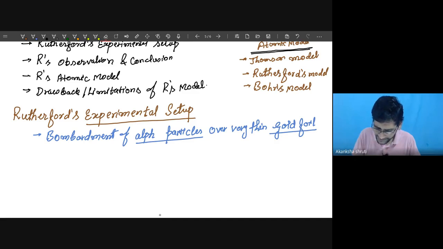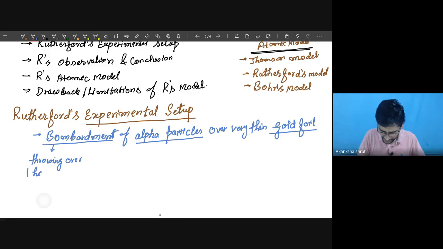So what is this alpha particle? Let us understand this first. Then we will understand what this gold foil is and why gold foil was taken. Why only gold was taken? Why not iron or another element? If iron is taken in place of gold, then what will be the result? Bombardment means hitting or throwing. It is just throwing something over or hitting.